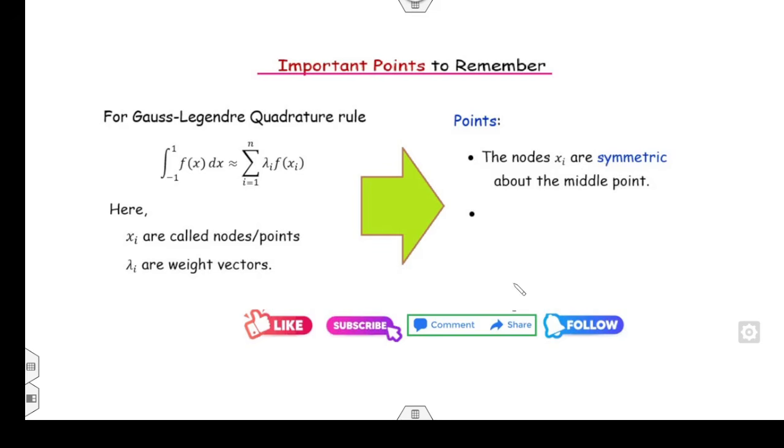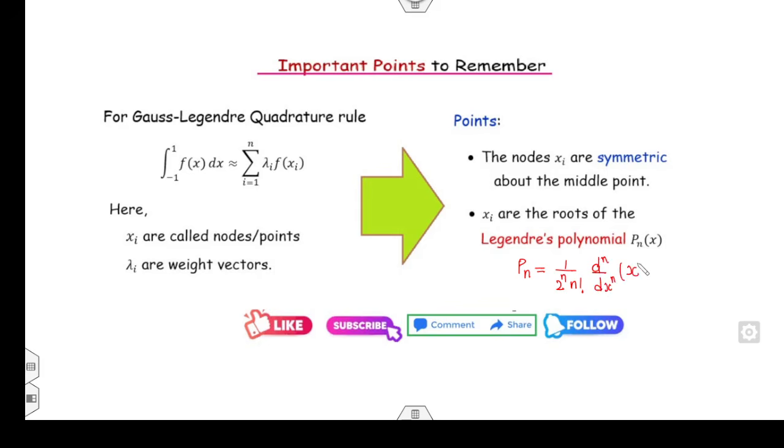Another way, if you do not remember how to derive these formulas: xi's are the roots of the Legendre polynomial. We all know the Legendre polynomial is 1 over 2 raised to power n factorial, times the nth derivative of (x square minus 1) raised to power n. So if you want to find p1, you can substitute n equal to 1 and so on. You get p1, p2 and so on. How can you find the value of xi? We can find the values of xi's based on p1, p2, p3.